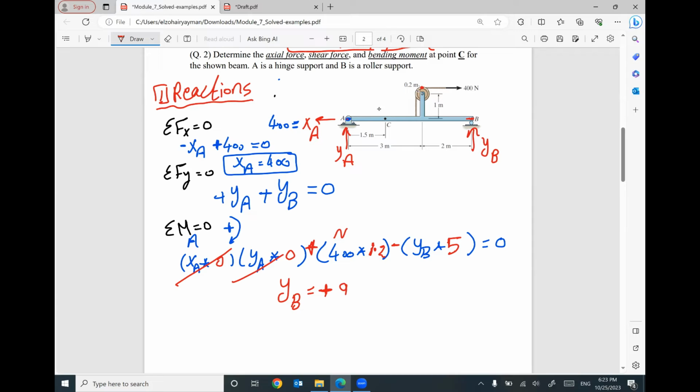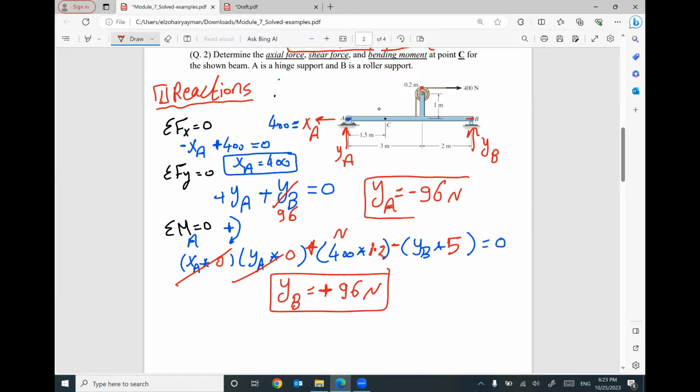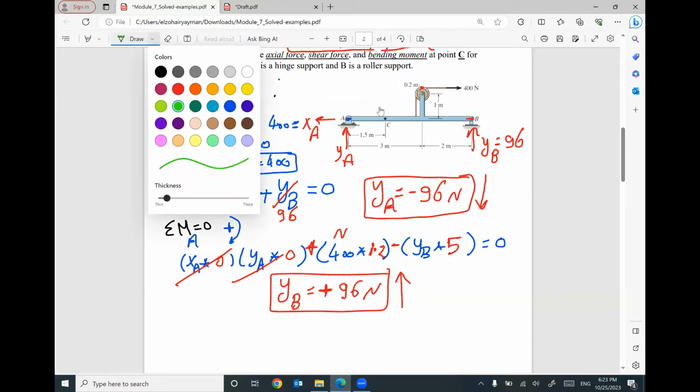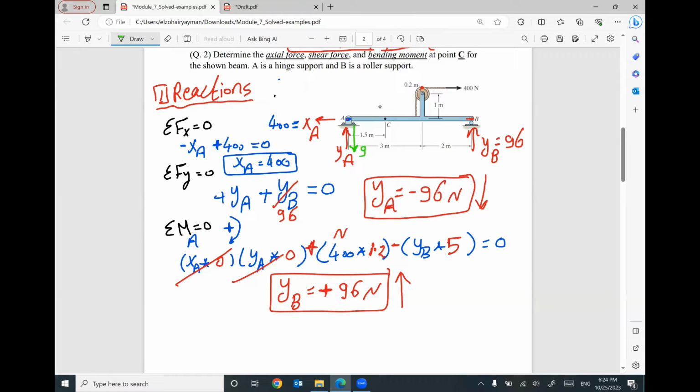96 Newton. If you go back and put YB equals 96, the reaction YA will be negative 96. Anybody remember the meaning of a negative value for your reaction? I assumed the wrong direction for YA. It should go down. Yes, thank you, Ivan. And the positive value for YB means the direction you assumed is correct. So this one is correct, 96. This one is wrong, it should be down, 96. That makes sense? This is the first step, reactions.